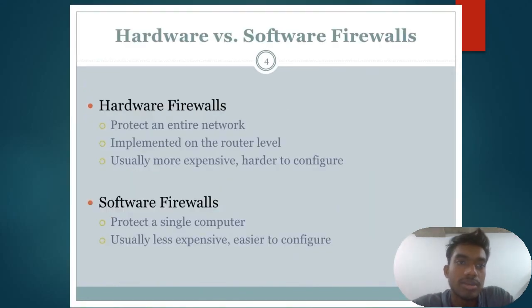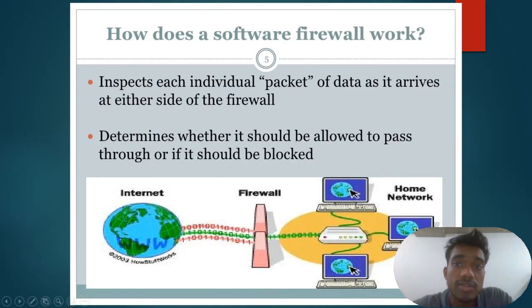Now let's look at the differences between hardware and software firewalls. Hardware firewalls protect an entire network, are implemented at the router level, and are usually more expensive and harder to configure. When we compare software firewalls, they protect a single computer, are usually less expensive, and are easier to configure. So let's go forward. How does a software firewall work?